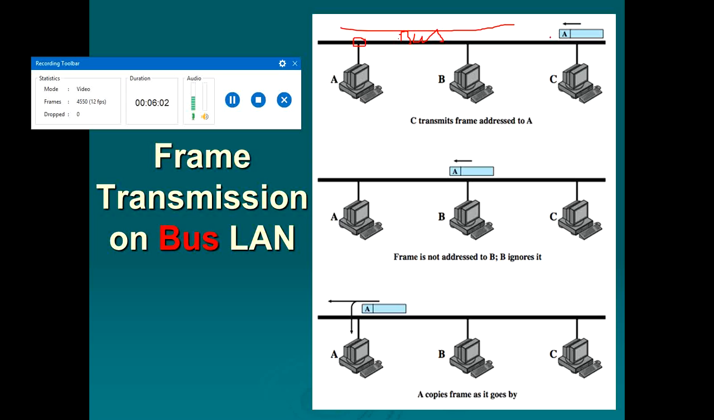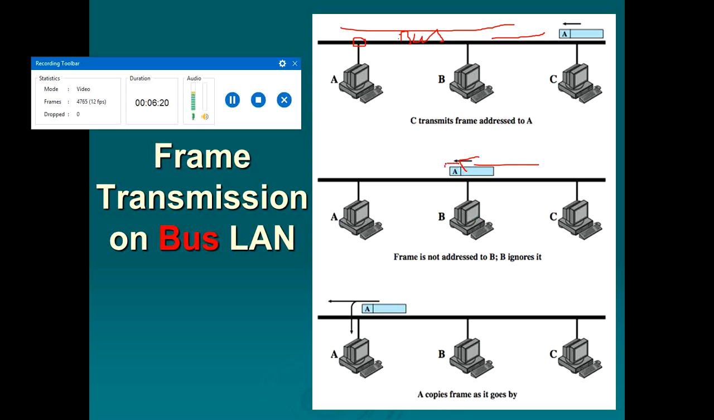As the frame travels on this wire, first of all it passes through B. Now B checks the address. B checks whether the address on the frame matches its own address.